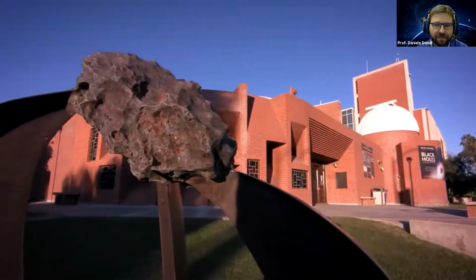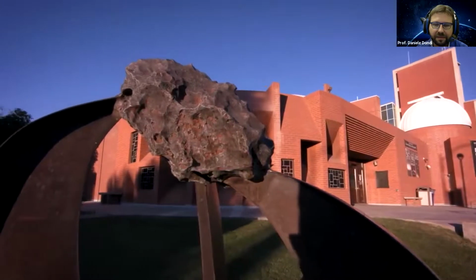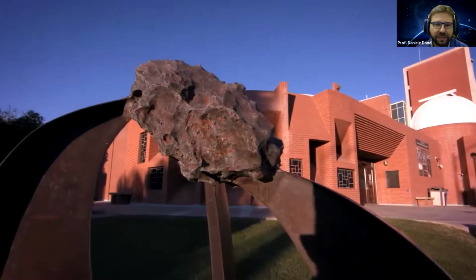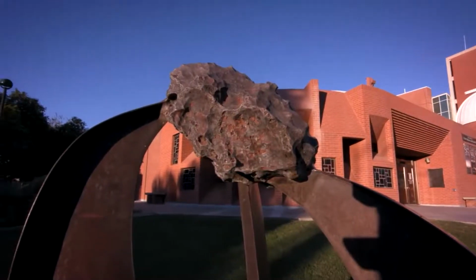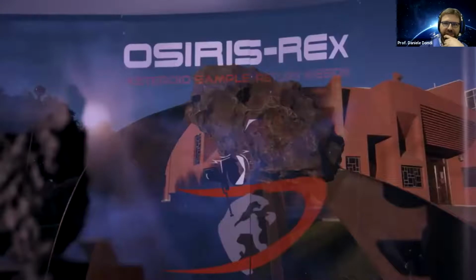Sorry, I stopped. Are you able to hear the voice of the speaker or not? Yes, Prof. Okay, thank you. So I will go on. This is the name of the mission, OSIRIS-REx, with target asteroid Bennu. Now the speaker will tell you something more about the mission.